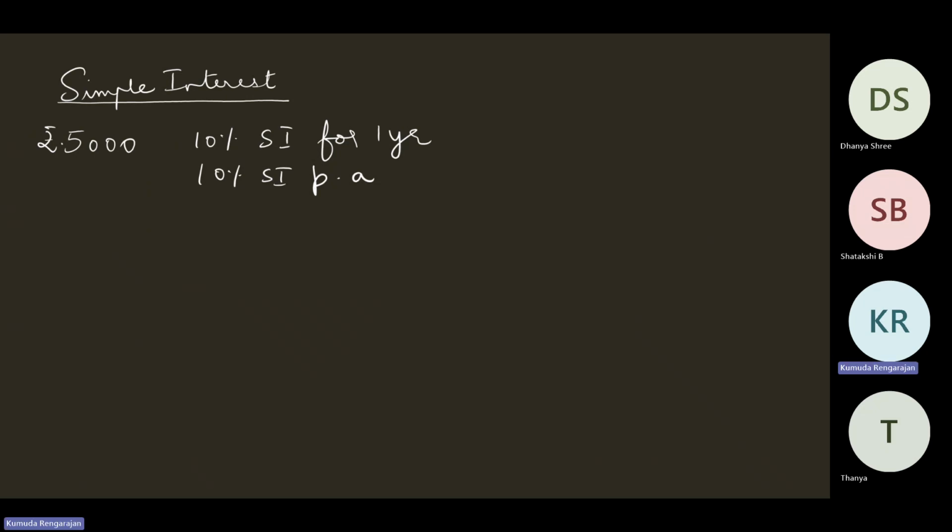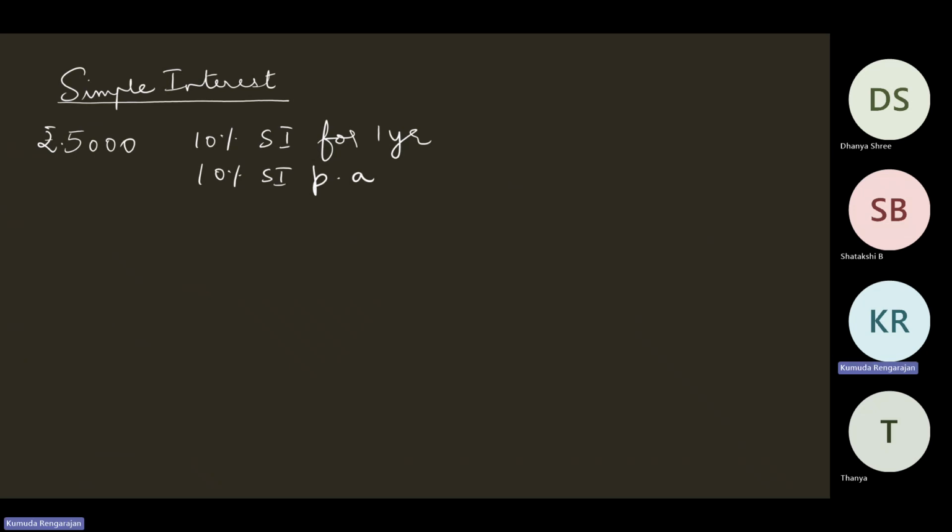And from the customer, for your money of 5,000, the bank may charge an interest of 20% per annum. So the customer will be paying more interest, but you will be getting less than that. That difference in interest is the profit for the bank.